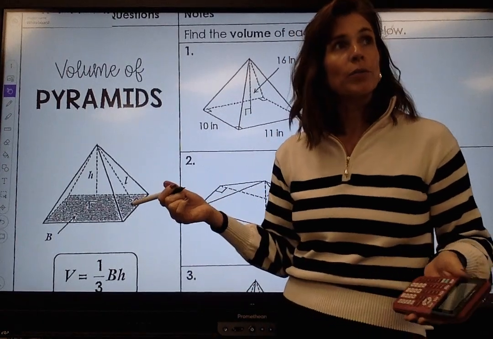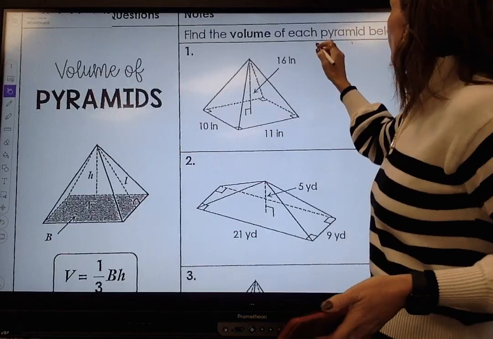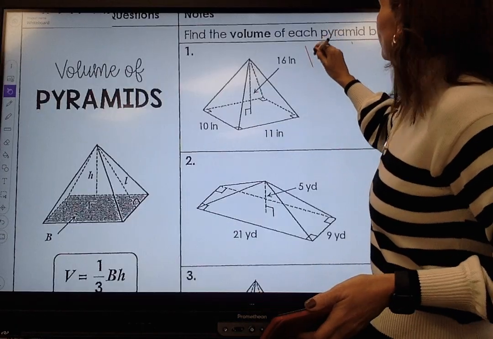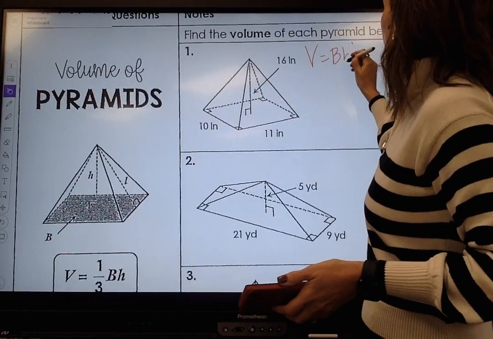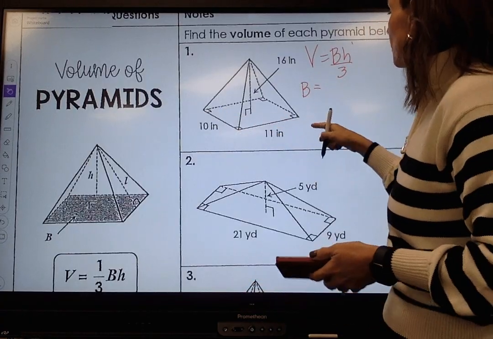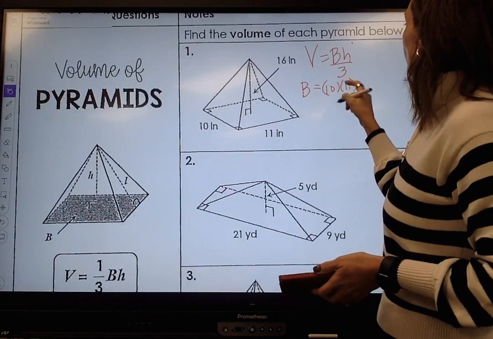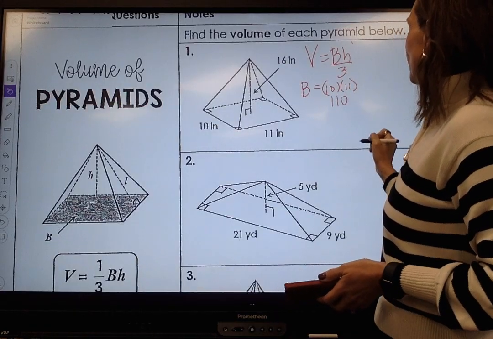So let's do some practice problems. Here I have a rectangular pyramid. So my volume is going to be big B times H divided by 3. But in this case, big B is 10 times 11. All right, so now I get that that's 110.